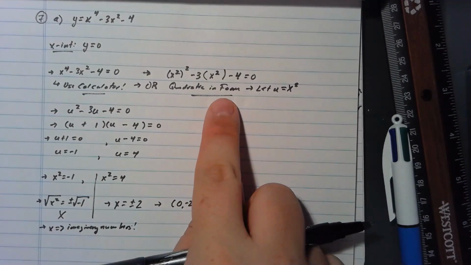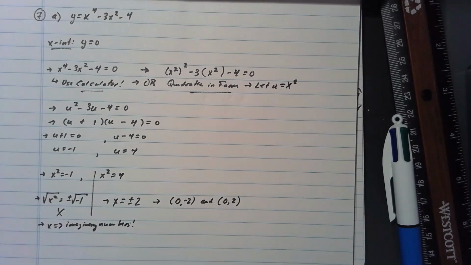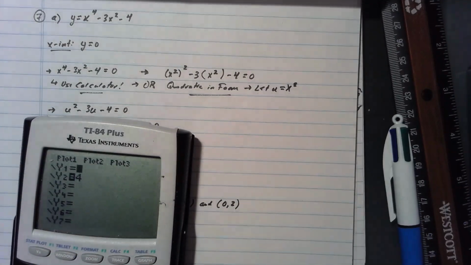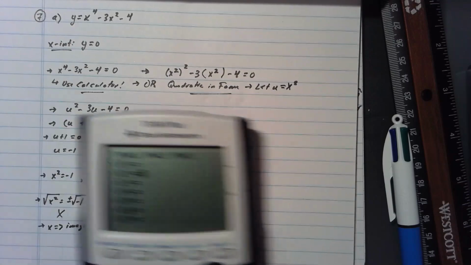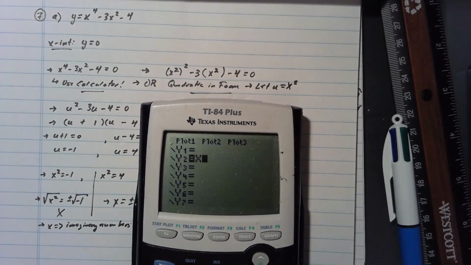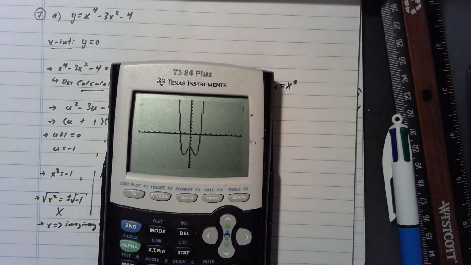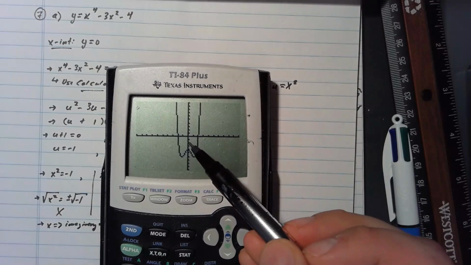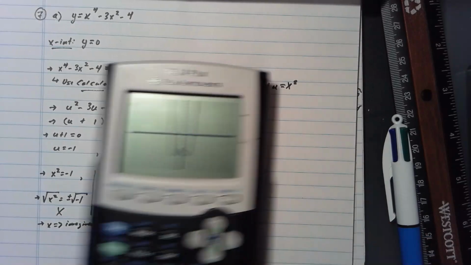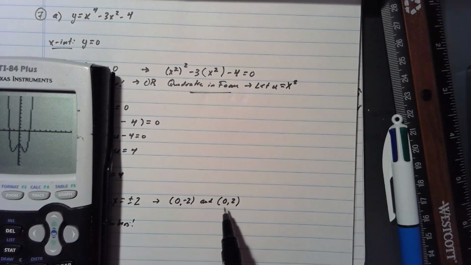So you could do this by hand, or you could do it with your calculator. Either one is fine. If you use your calculator, you could write x to the fourth minus 3x squared minus 4. If I graph it, there's my graph. So as you can see, it only crosses the x-axis in 2 locations. They're going to probably be negative 2 and 2.